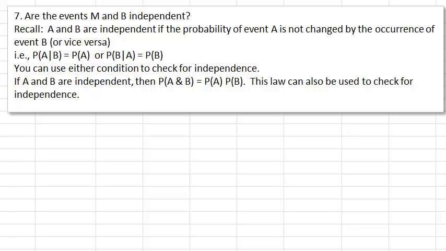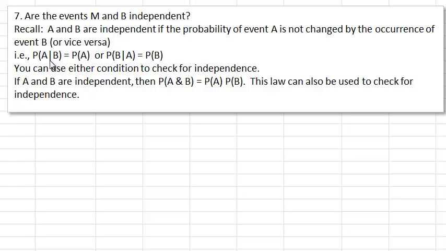Now let's talk about independence. When we say events A and B are independent, we're saying that the probability of event A is not changed by the occurrence of event B, or vice versa. So it's a mutual thing. A and B are independent from each other. And here are the conditions you could check to see whether two events are independent.